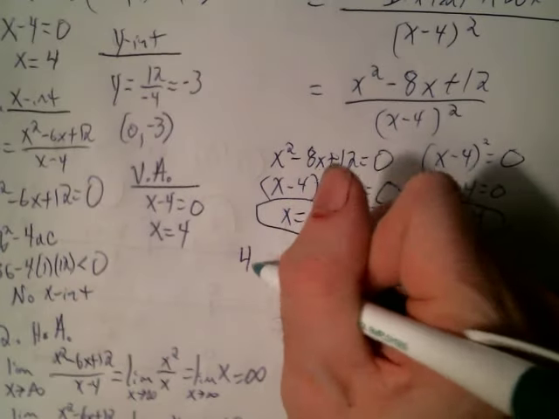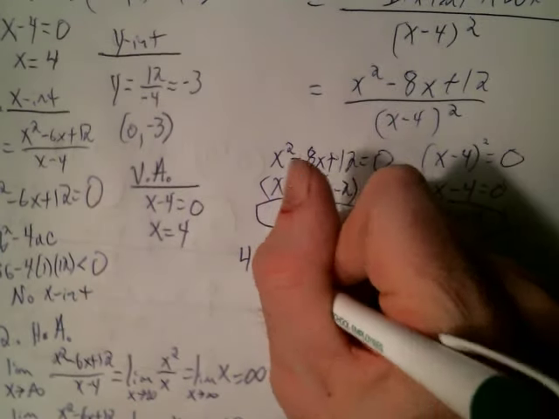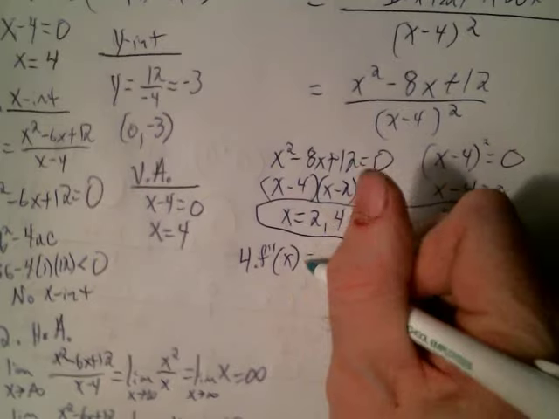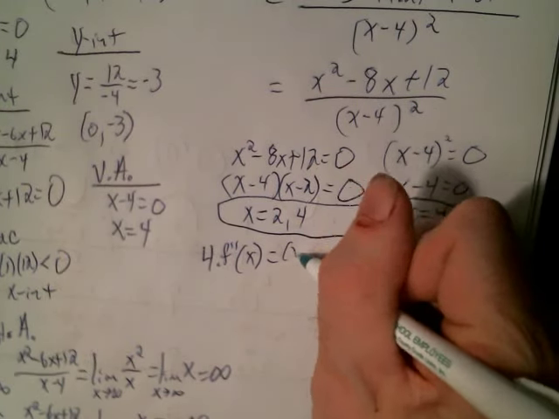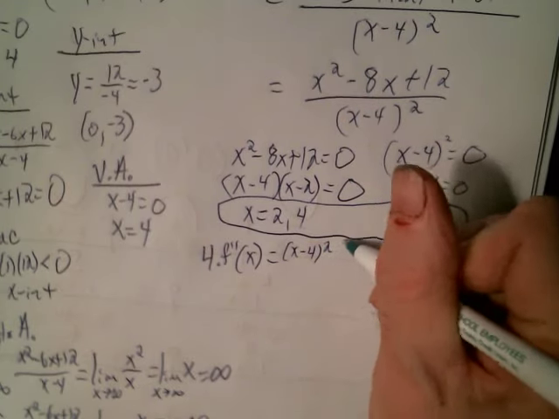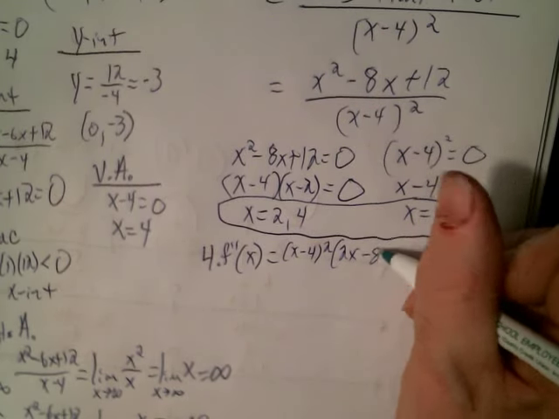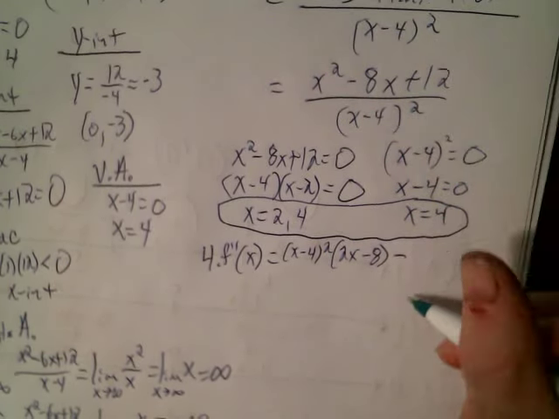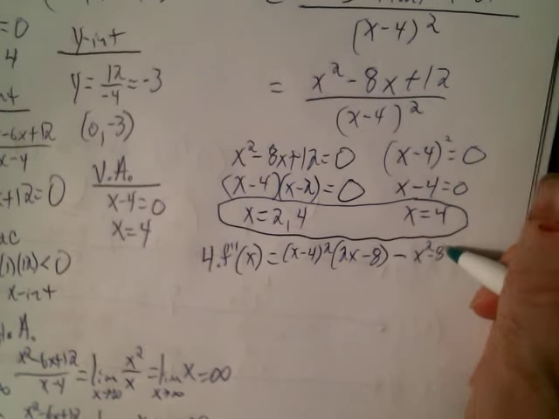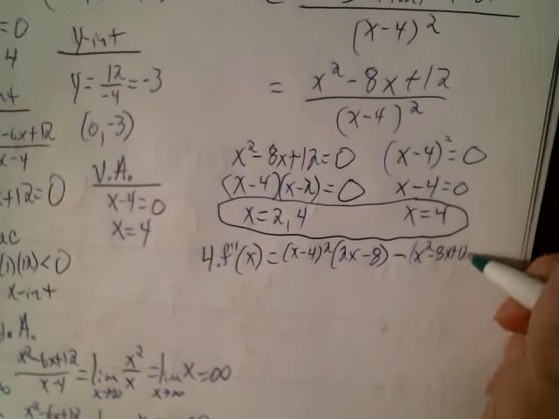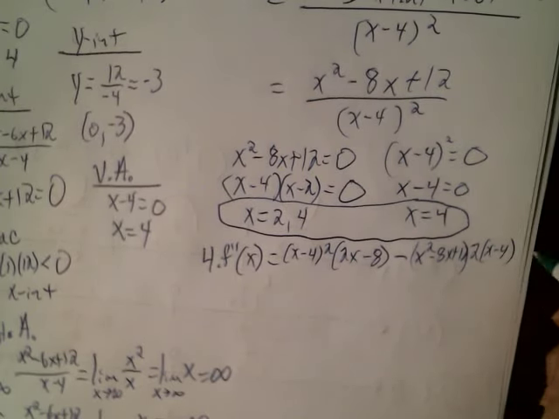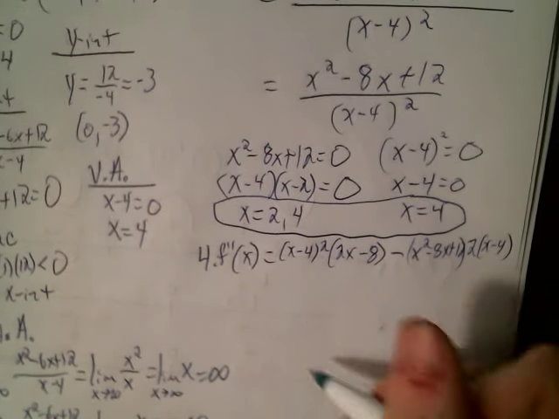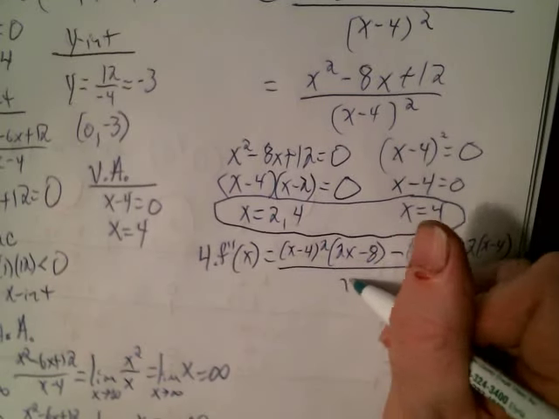Okay. Fourthly, then, I'm going to get the second derivative of this character. So low d high minus high d low. The derivative of the low is 2 times x minus 4 to the first power. You can factor out a factor of x minus 4.